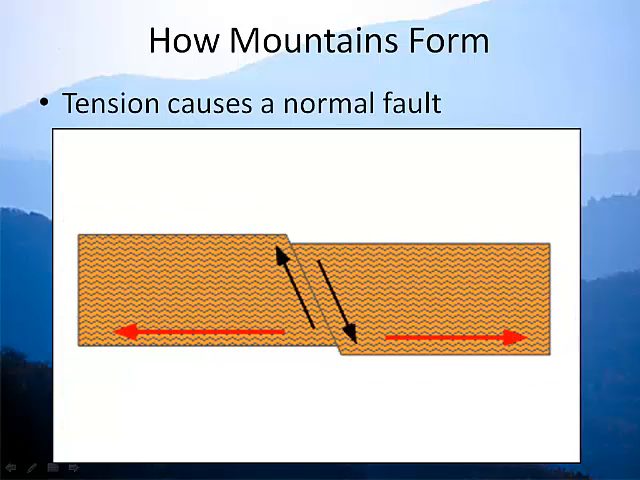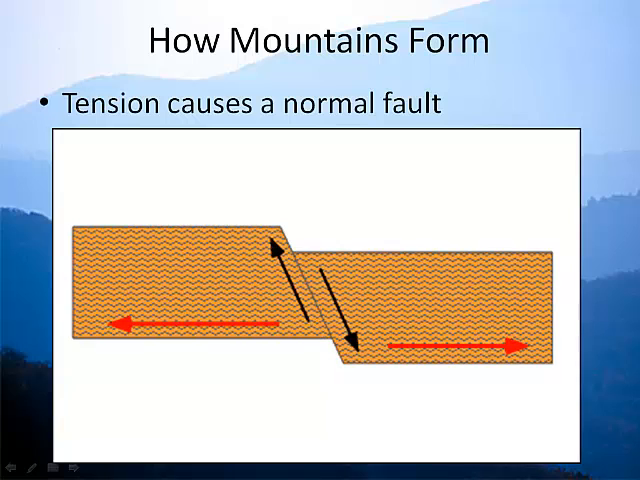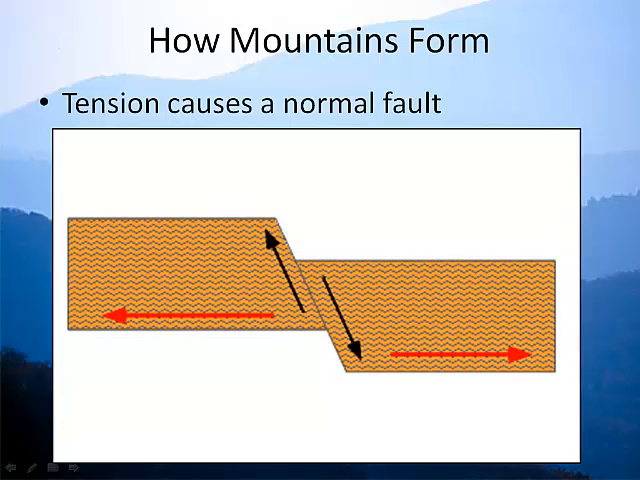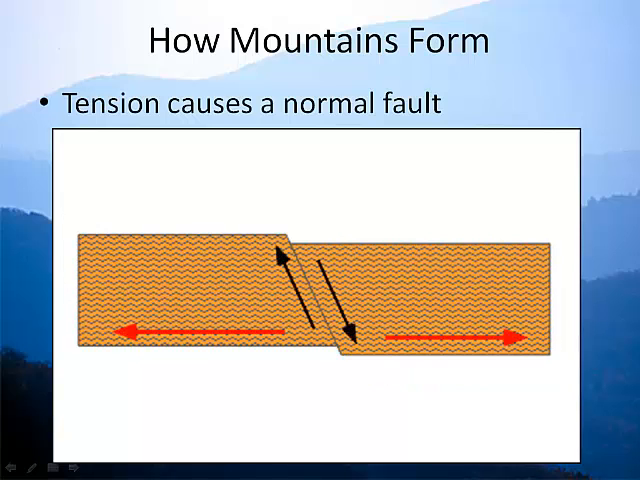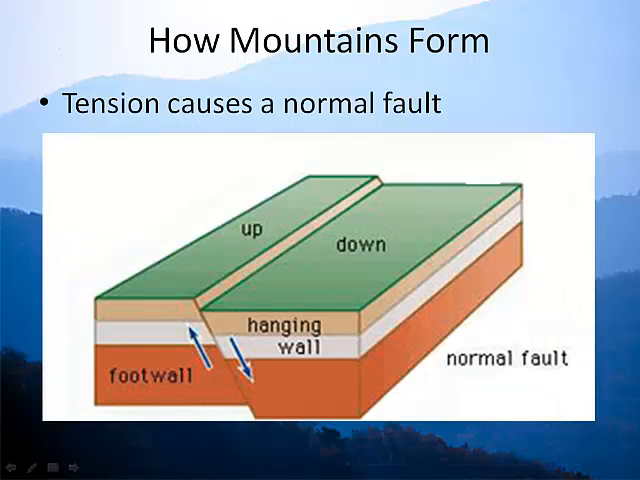As you can see in this animation, we're stretching the rock, and the footwall moves up and the hanging wall moves down. So in this diagram you can see here's our fault. We have tension that's pulling this rock this way and this rock this way. The footwall is going to move up and the hanging wall is going to move down.